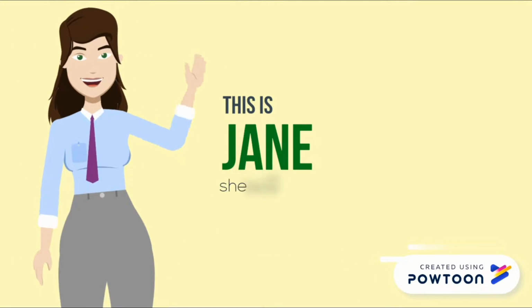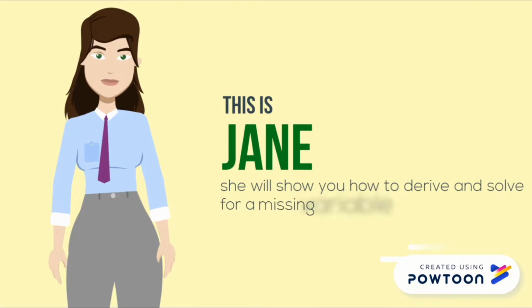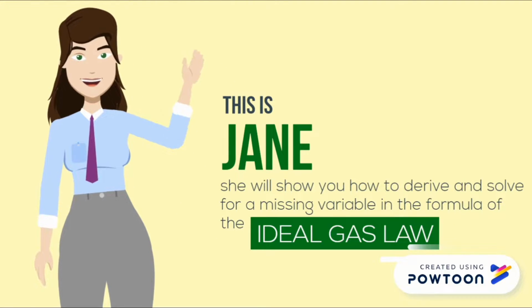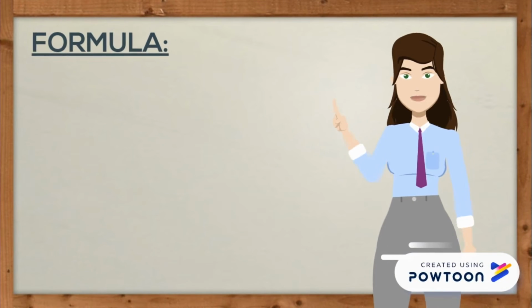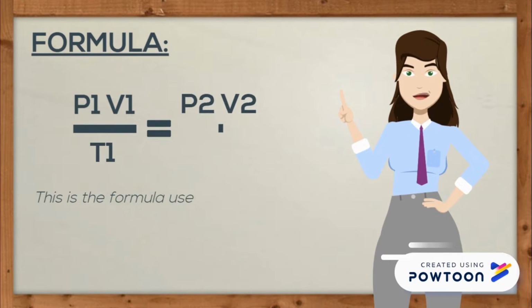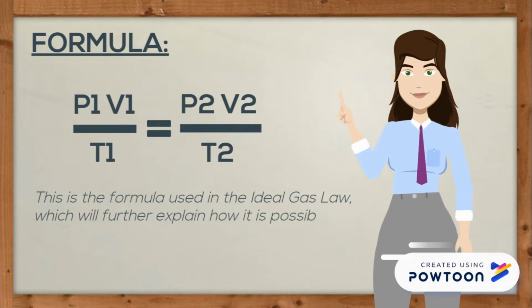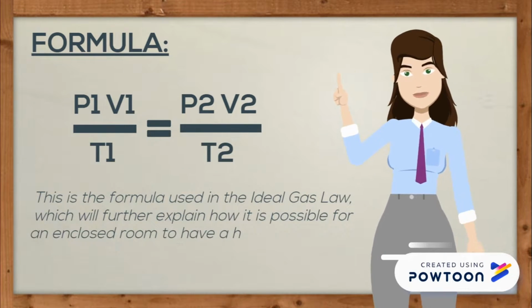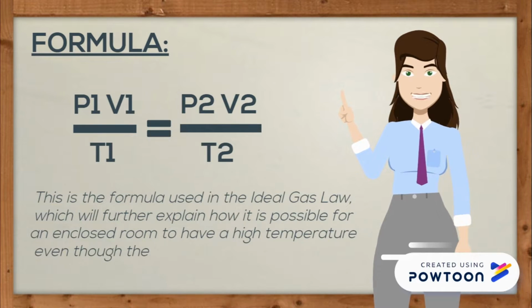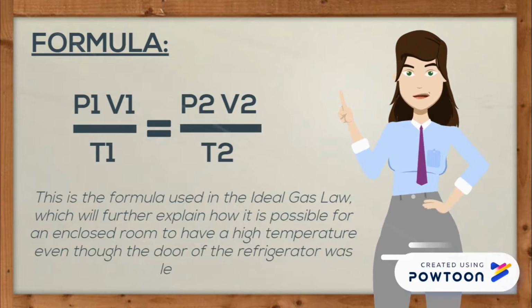This is Jane, and today she will show you how to derive and solve for a missing variable in the formula of the ideal gas law. This is the formula used in the ideal gas law, which will further explain how it is possible for an enclosed room to have a high temperature even though the door of the refrigerator was left open.